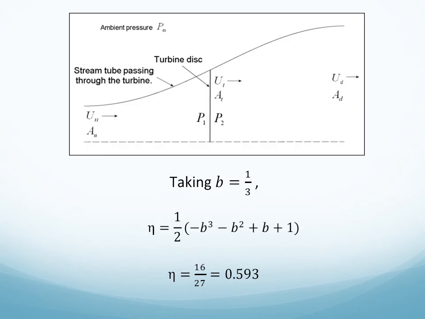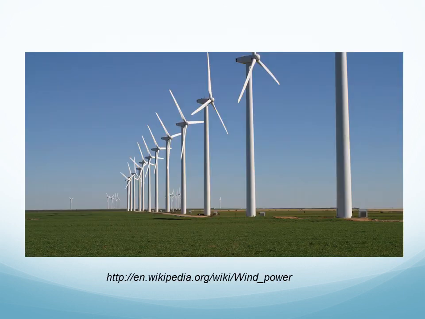This is the value that Betz calculated back in the 1920s, and it is still accepted as the maximum theoretical efficiency of a wind turbine in the conversion of kinetic to mechanical energy. That concludes our calculation. I hope you enjoyed my presentation and learned a little bit about the practical applications of fluid mechanics and energy engineering.